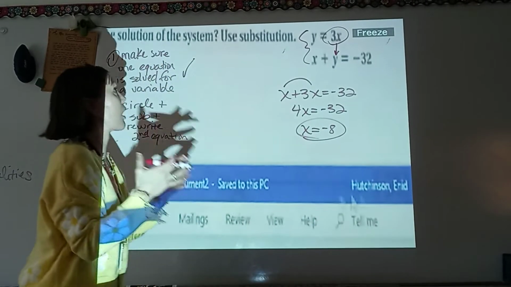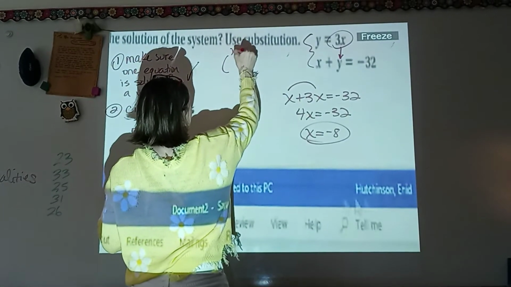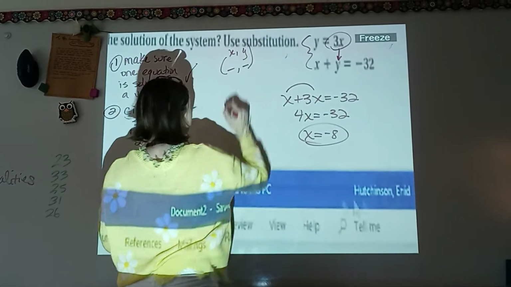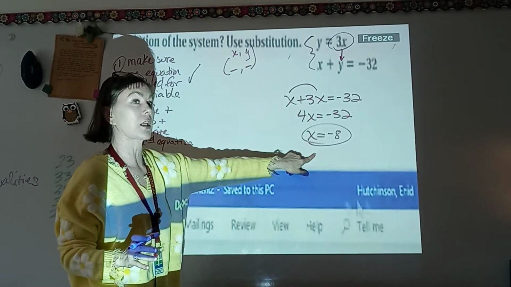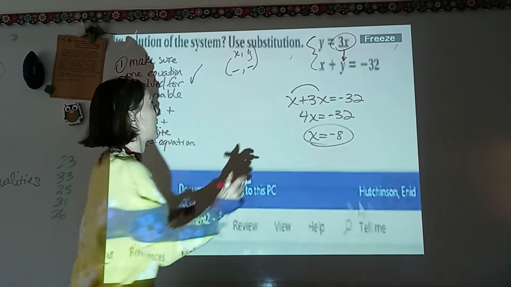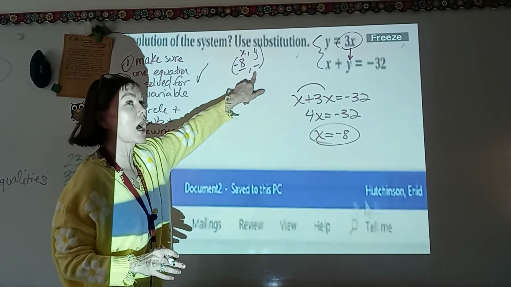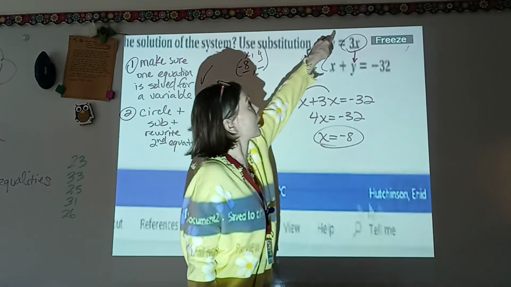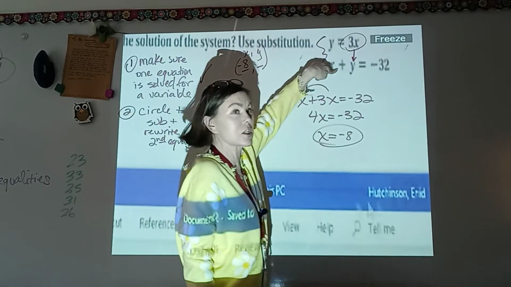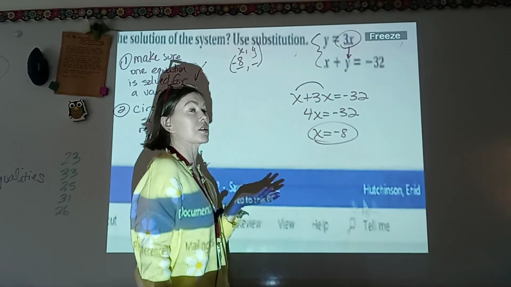So when we're solving for a solution, okay, that's going to be an x and a y value, okay? So clearly we've solved for the x value already. So we're going to put negative 8, okay? And now we have to solve for y. So we're going to take what x is equal to and pick one of these original equations to substitute x into, to solve for y.